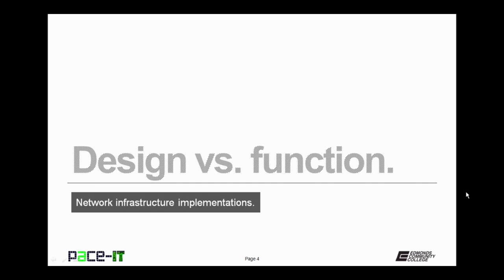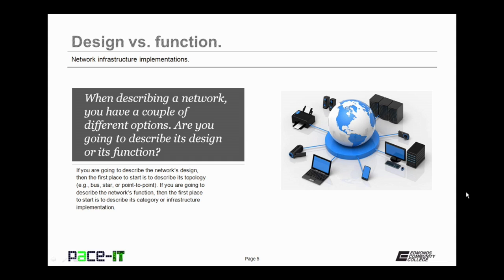Let's begin this session by talking about the difference between design and function. When describing a network, you have a couple of different options. Are you describing its design or its function? If you are going to describe its design, then the first place to start is to describe its topology. Is it a bus network? Is it a star network or a point-to-point?